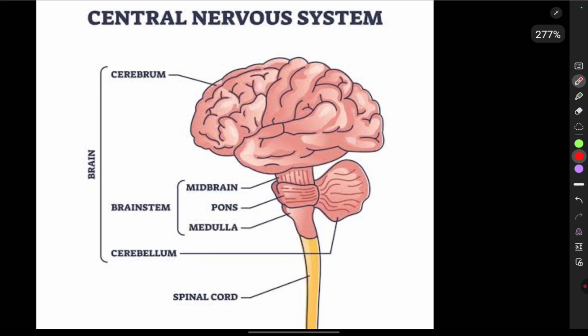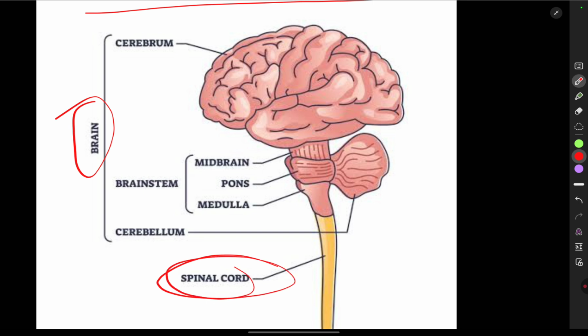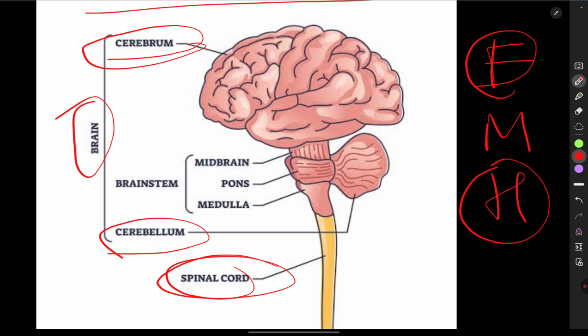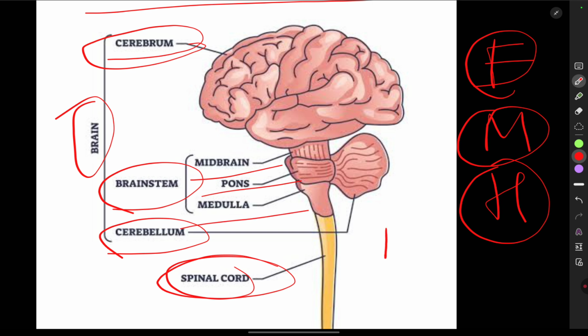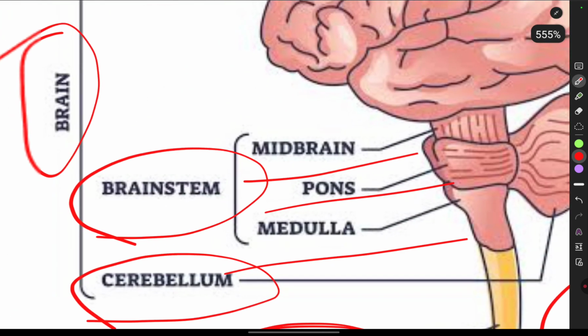So the central nervous system, see, this is the brain and this is the spinal cord. We saw the central nervous system contains the brain and spinal cord. The brain contains forebrain, midbrain, and the hindbrain. The cerebrum hemisphere is in the forebrain. The cerebellum is in the hindbrain, and the brainstem is formed by the midbrain, pons, and the medulla, MPM. Please do not forget this.